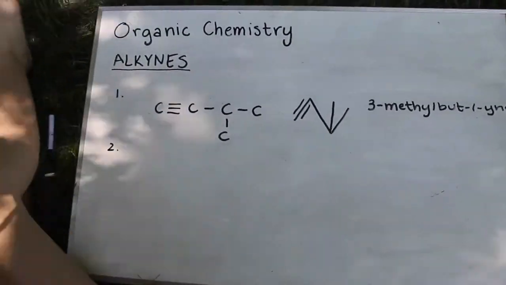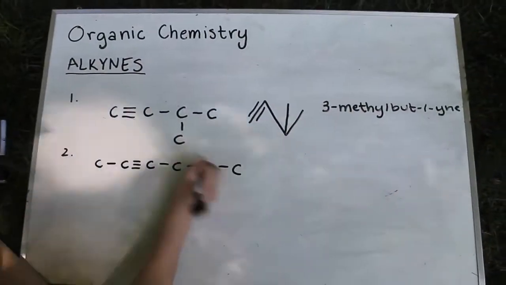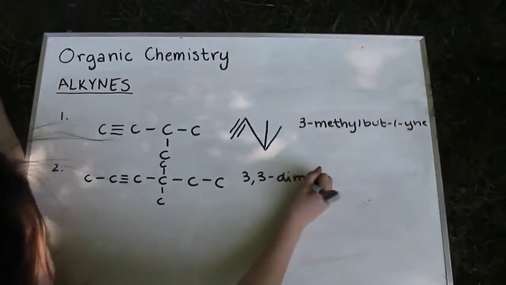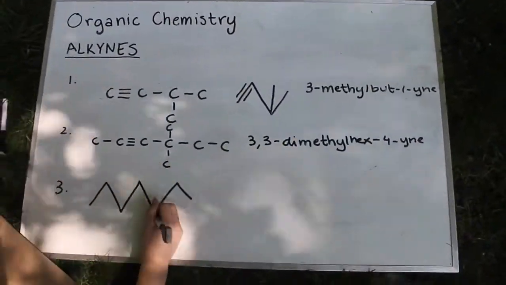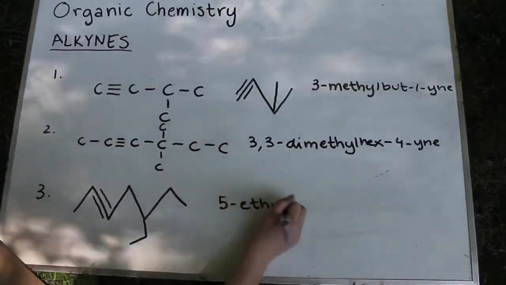What about this one? Using the same method, we know that this is 3,3-dimethyl-hex-4-yne. And finally, let's try an example of a line drawing. This one is 5-ethyl-hept-2-yne.